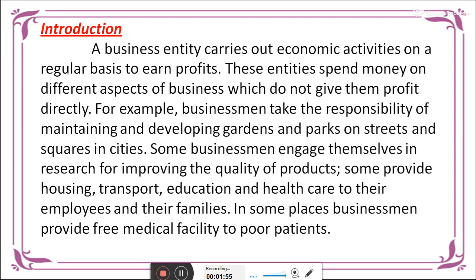For example, the businessman takes the responsibility of maintaining and developing gardens, parks, streets and squares in cities. Some businessmen engage themselves in improving the quality of products. Some of them provide housing, transportation, education and health care to their employees and their families. Some businessmen provide free medical facilities to patients. These are the various kinds of business activities.